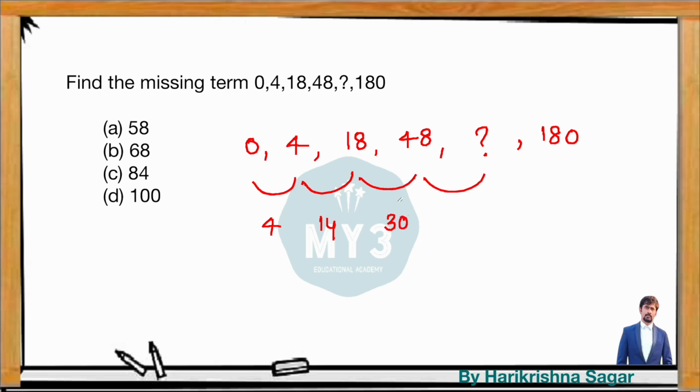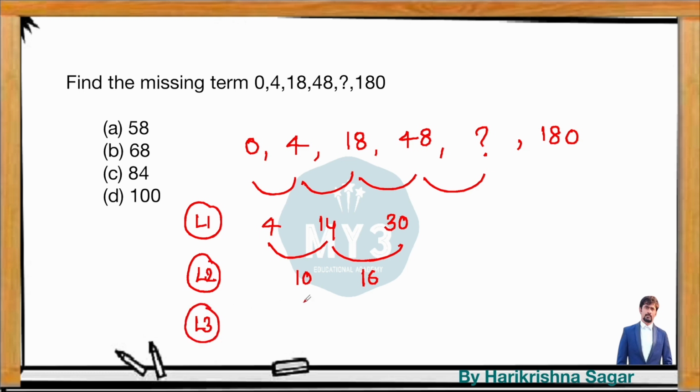But I am not able to find the exact pattern by using the level 1 difference. So I am going with the level 2 difference. The difference here is 10, the difference here is 16. Still I am not able to understand. Let's take the last level of difference. The difference here is 6. Because it is maintaining a 6 difference, the next one will maintain a 6 difference.